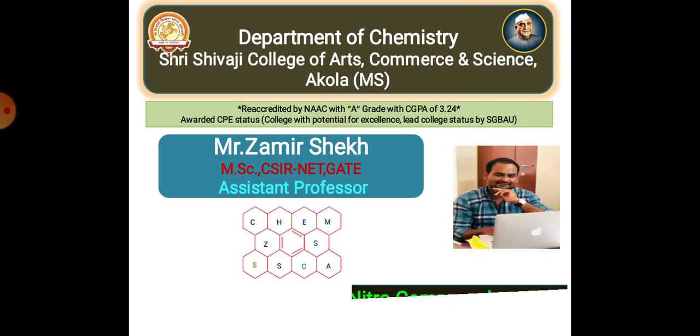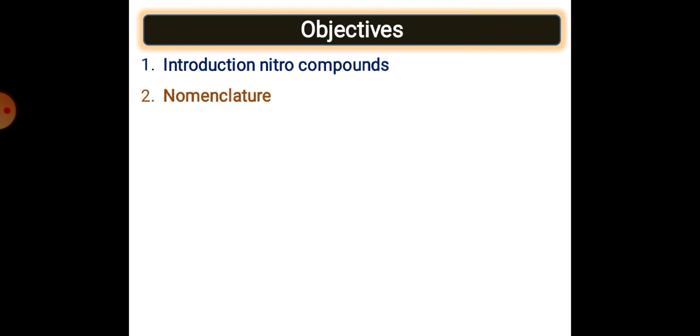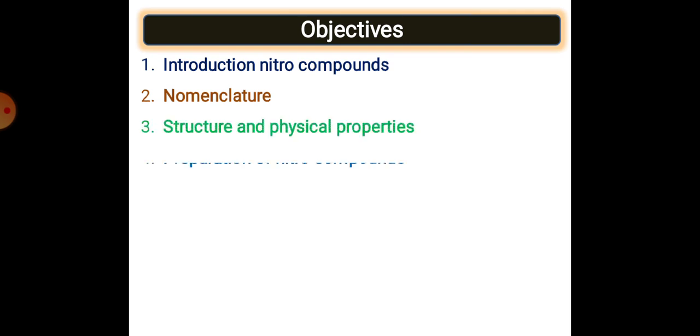The topic of our discussion is aromatic nitro compounds. This topic is strictly based on the syllabus, particularly from semester 4, BSc second year. So, the course objectives: we will discuss the following points about aromatic nitro compounds. First, the introduction. Secondly, the nomenclature of nitro compounds. Third, the structure and physical properties.